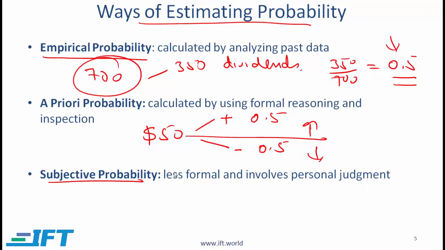Subjective probability. This method is less formal and involves personal judgment. Let us say that I have a high opinion of the new CEO of company X, and I say that because I believe the CEO is good, the probability that the stock price will go up is 0.8. This probability is based on my personal judgment about the quality of the CEO, and we would say that this is a subjective probability.